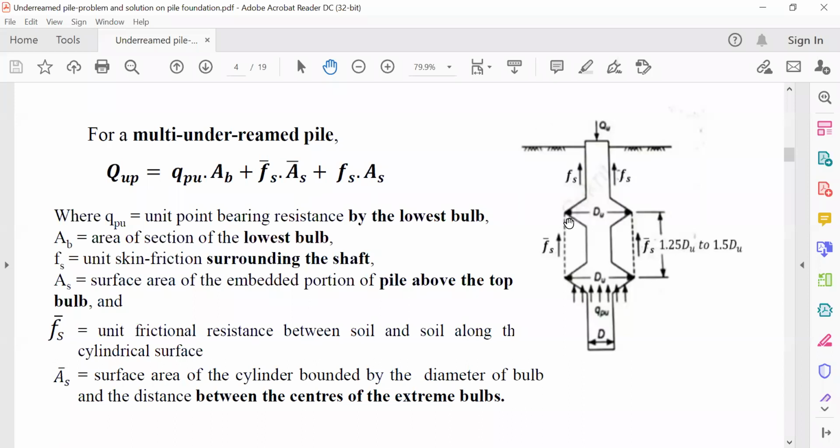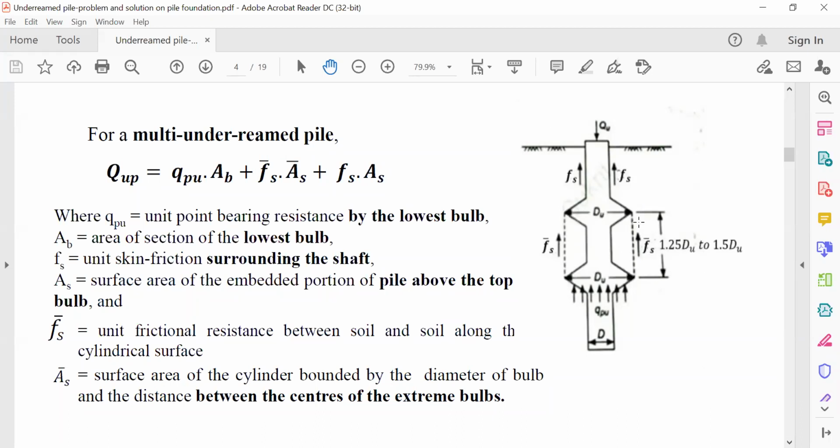F' means the friction working from the center of this bulb to the center of this bulb, from the top center of the bulb to the last center of the bulb. The friction that works between the two along the cylinder, along the periphery, we cover here as the frictional resistance. And the area here, A' means the area of this cylinder. Now, covering this dotted line, remember, A' means the surface area of this cylinder, the dotted line, the complete cylinder in between the two bulbs.